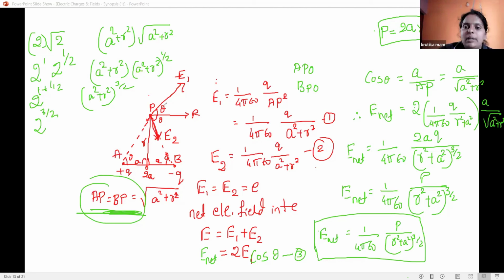For the cos theta value, in the figure, in the right angle triangle APO, cos theta is A divided by AP. A divided by AP is A divided by under root of A square plus R square. So substitute in equation 3. In equation 3, the net electric field intensity is equal to 1 upon 4 pi epsilon naught 2A into Q divided by (R square plus A square) to the power of 3 divided by 2. Here the numerator term is nothing but your dipole moment.